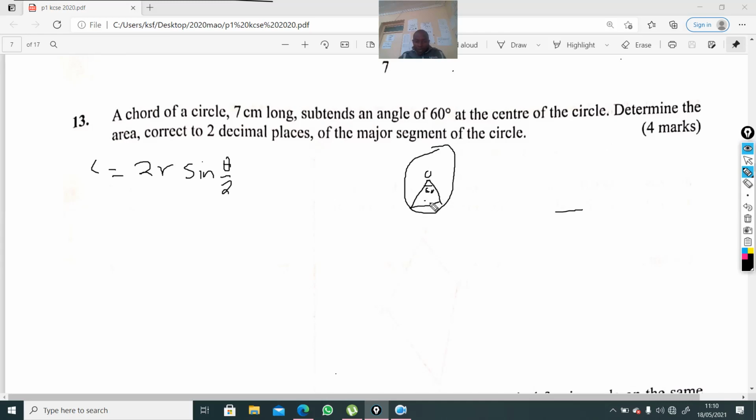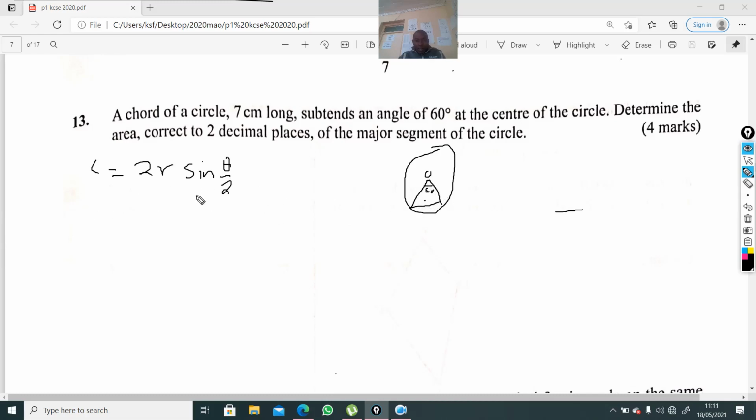So the area of the major segment is the area of the larger sector plus the area of the triangle. Or you find the area of the circle minus the area of the small segment. The area of the small segment is the area of the sector minus the area of the triangle. So whichever route you go, you get the same answer.